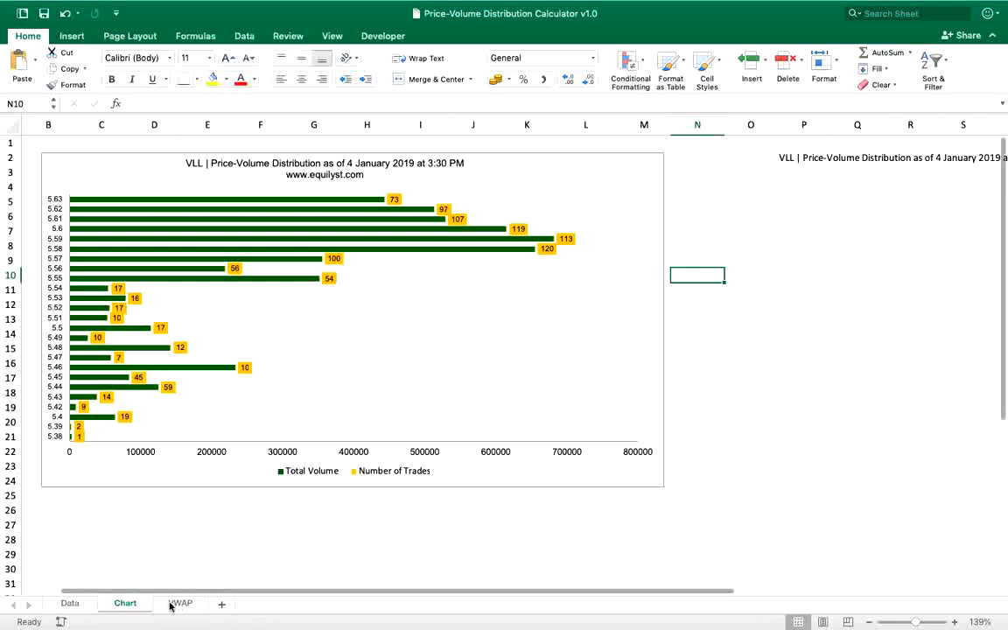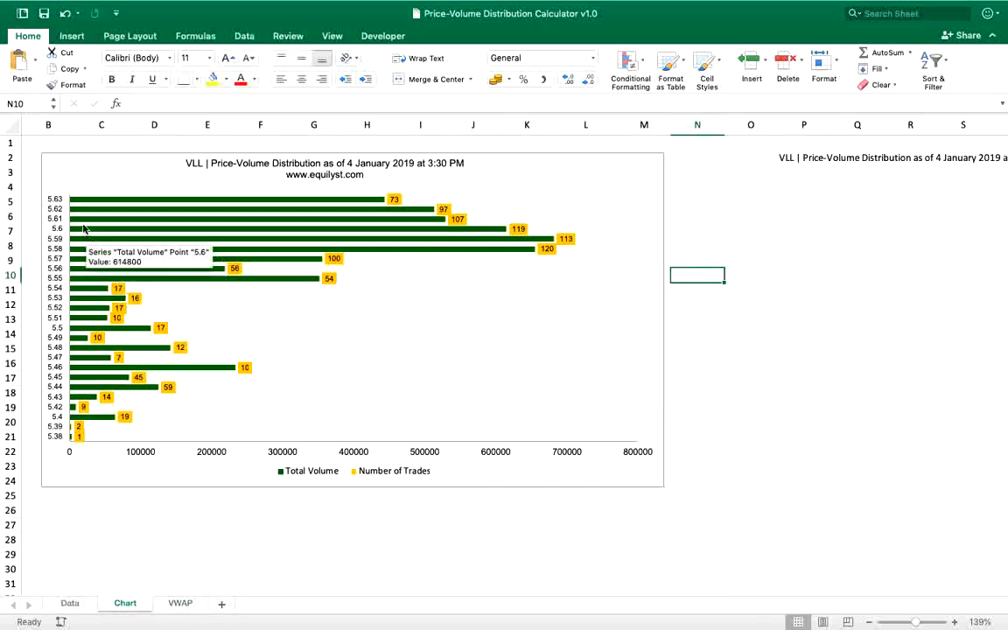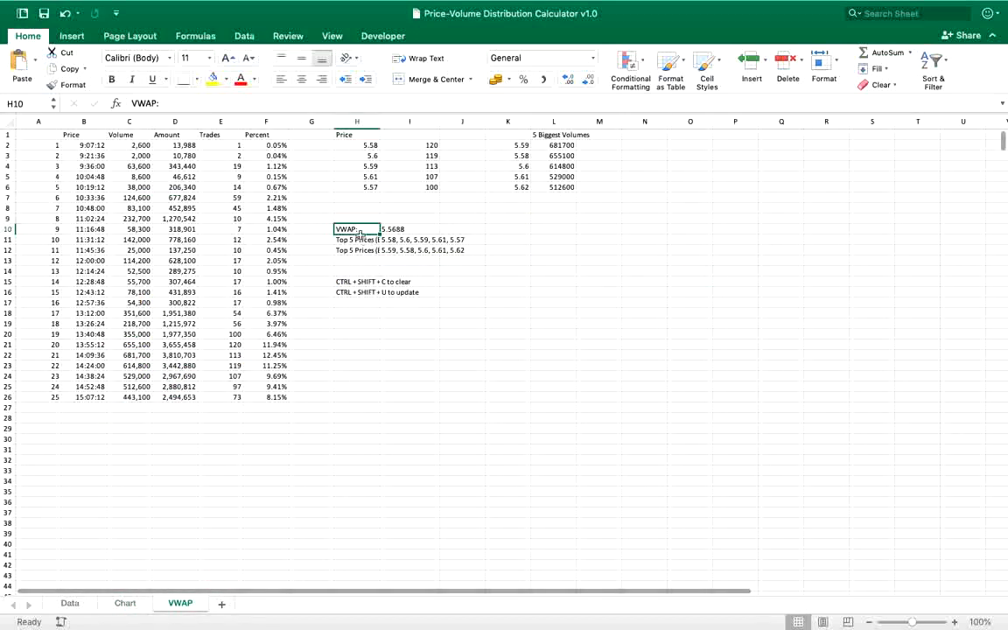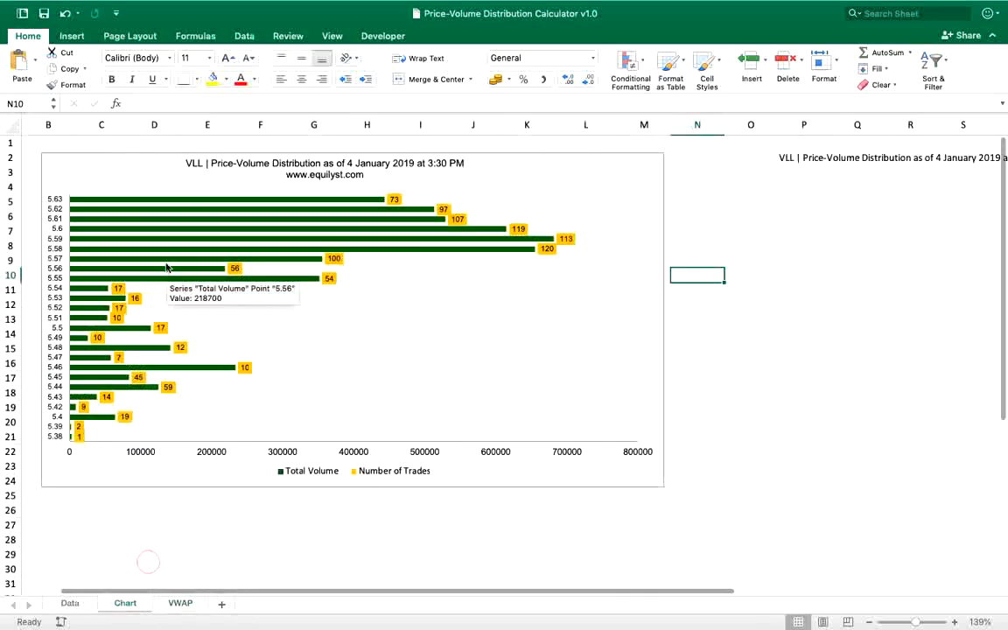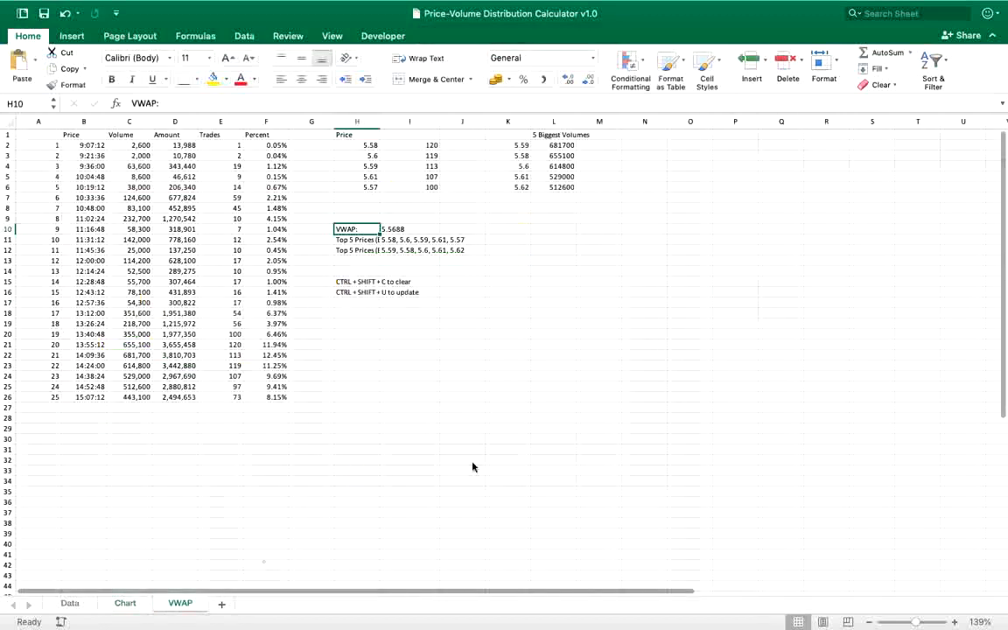Now let's take a look at the VWAP or volume weighted average price. Now the volume weighted average price is at 5.69, meaning to say, let's go back to the chart. Or I'm sorry, I stand corrected. That's 5.57. So the VWAP is somewhere here. That's 5.57. So let's take a look at the other average numbers.